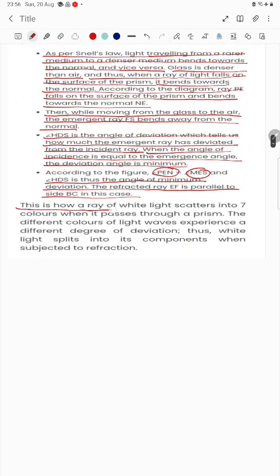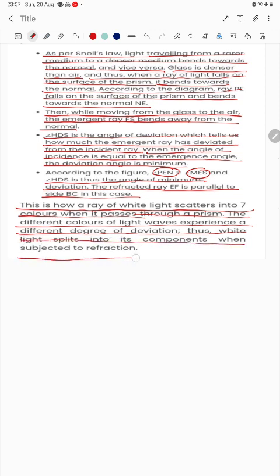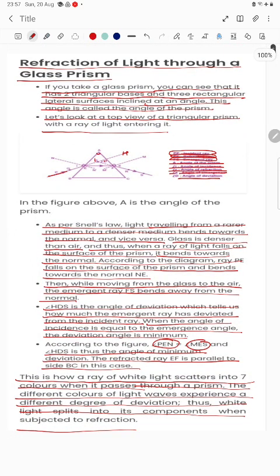This is how a ray of white light is scattered into 7 colors when it passes through a prism. The different colors of light waves experience a different degree of deviation. Thus white light is split into its components when subjected to refraction.